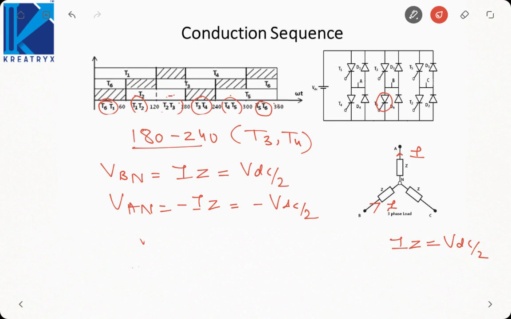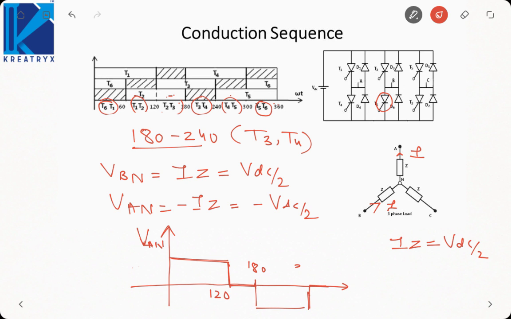Similarly, if we find out for 240 to 300 and then 300 to 360, we can plot VAN. It actually comes out something like this. Initially it is VDC by 2, then it is 0 from 120 to 180, then it will be minus VDC by 2, then 0 from 300 to 360. This will be the A phase output voltage of the inverter. If you want to draw B and C phase, you just have to shift this waveform by 120 degree phase shift towards the right.